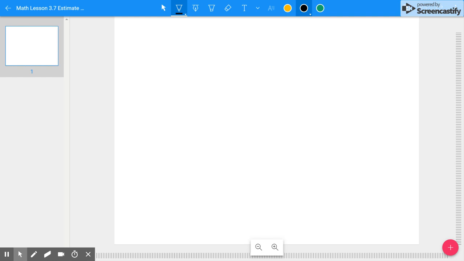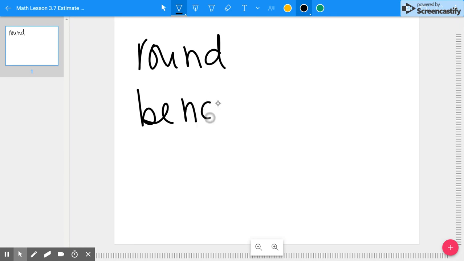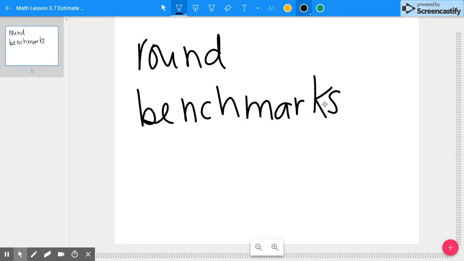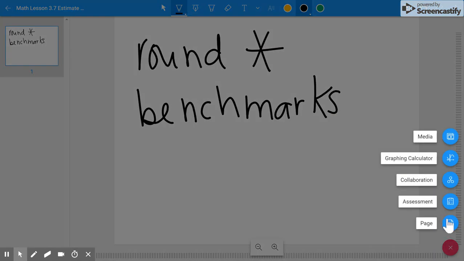All right, so this math lesson comes from Chapter 3, Lesson 7. We're talking about estimating decimal sums and differences. So there's actually two ways you can estimate. You can round, or you can use benchmarks to estimate. So the first one we're going to look at is rounding. We're going to look at rounding numbers first.